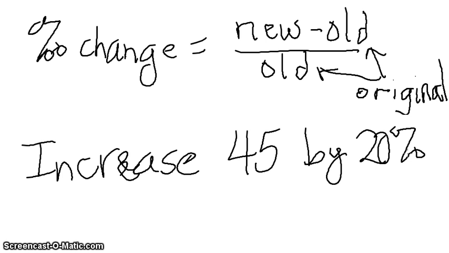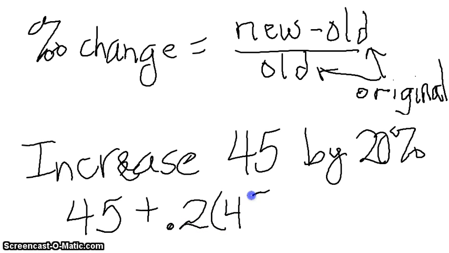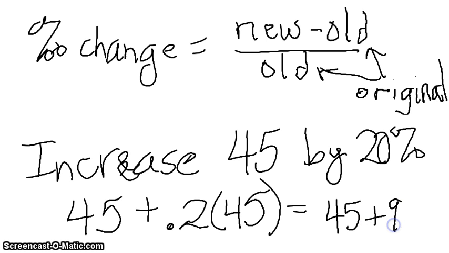You could plug it into the formula and set X to be the new, but that's going to be a little more complicated than you want. What you can do is start with 45 and add an increase of 20% of 45. So 0.2 times 45. When you multiply that out, you're going to get 45 plus 9, which is 54.